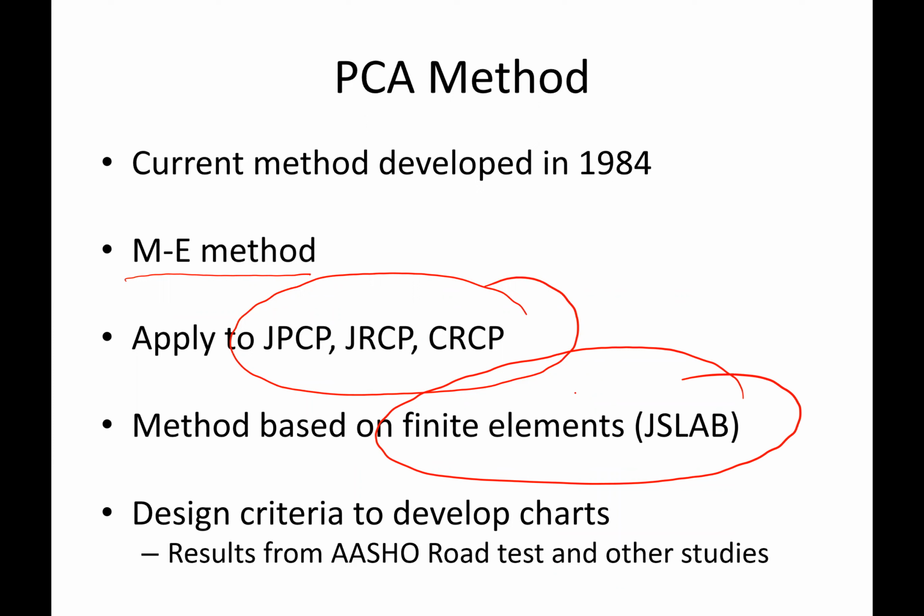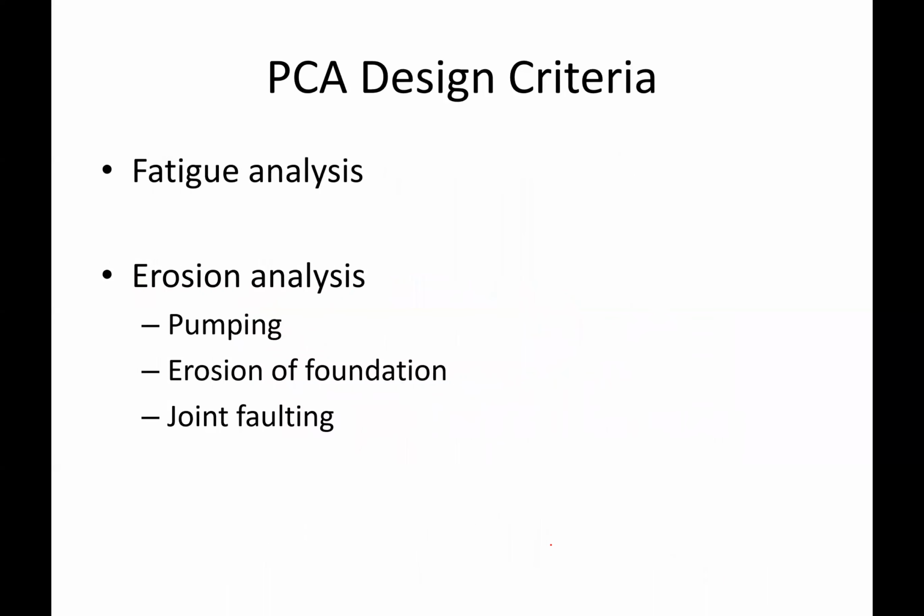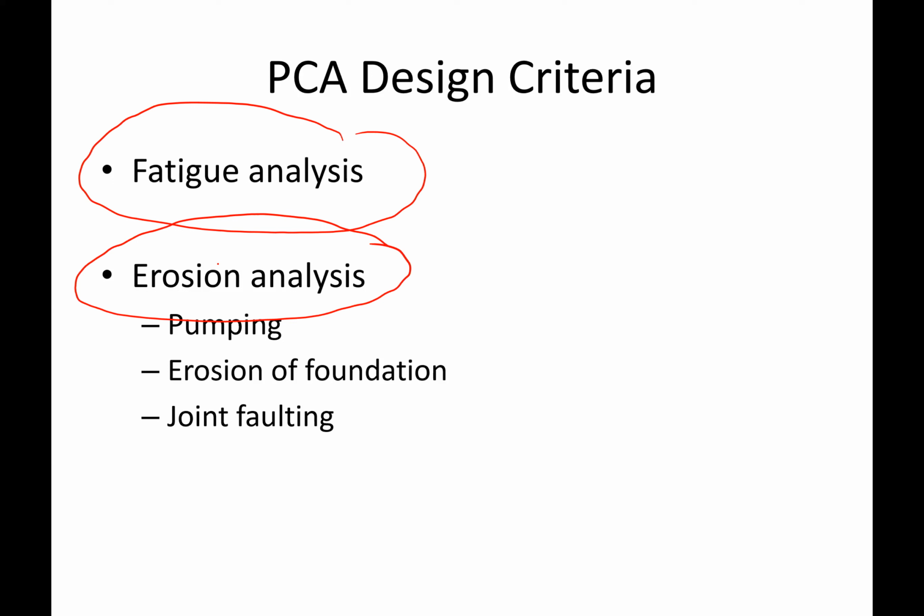Design criteria to develop the charts. Results are from actual road tests and other studies. Okay, since it is mechanistic empirical, as I said, we need to determine two parameters. So the design has been based on fatigue failure and also erosion failure, right? If you still remember, I did explain to you about the erosion, the subgrade erosion, the subbase erosion, on the concrete pavement. These are the two types of failure that the design has been developed on.